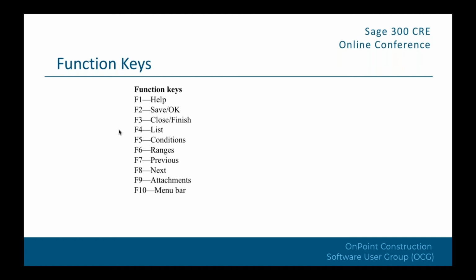F4, anytime you're going to your mouse to click on that list button to get a list of vendors, or a list of account numbers, something, do the F4. F2, 3, and 4 are the ones that I use most of the time. Then there's the conditions and ranges, or previous and next, the other function keys there. But it definitely minimizes the time going back and forth to your mouse if you can get used to doing the function keys.